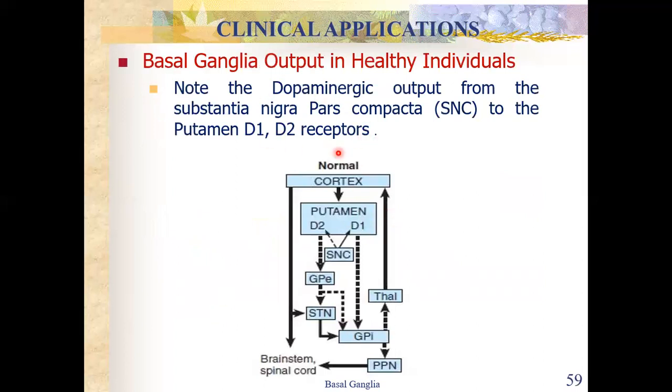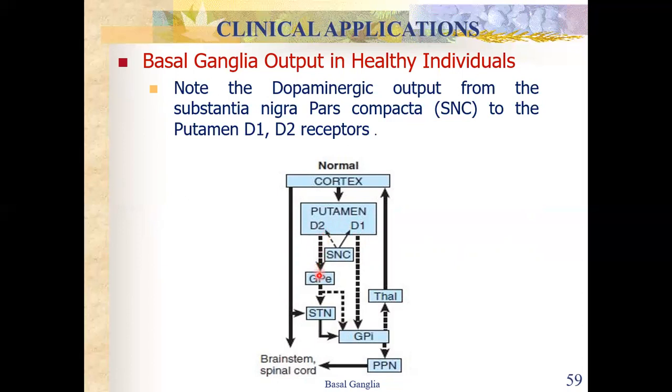In this next slide, we see the basal ganglia output in healthy individuals. The dopaminergic output from the substantia nigra pars compacta goes to the putamen, which is part of the striatum, with D1 and D2 receptors. Remember, the striatum is made up of the caudate nucleus and the putamen. Here we are showing mainly the putamen because the connection is mainly between the substantia nigra and the putamen. You can see the dopaminergic neurons projecting to the D2 and D1 receptors. To the D2 receptors is inhibitory, to the D1 receptors is excitatory. But from the D1 and D2 receptors, the output is inhibitory.